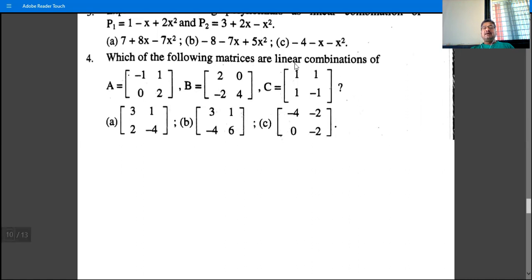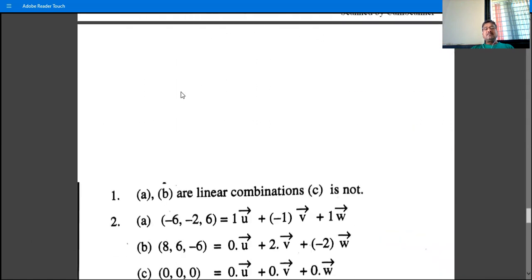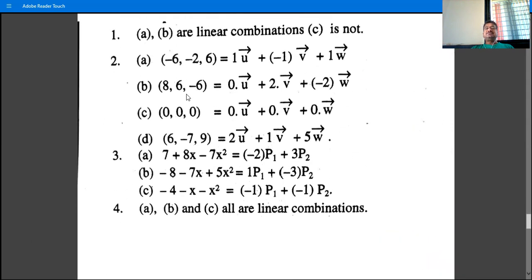Which of the following matrices are linear combinations of these three matrices A, B, C? So this is the problem. We have to express this as a linear combination of A, B, C. Denote this element as X. So write the first sentence: let K1, K2, K3 be scalars such that X is equal to K1A plus K2B plus K3C, and substitute the values. Find the values of K1, K2, K3 if they exist.